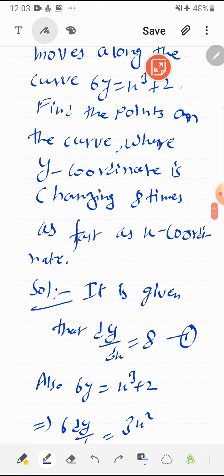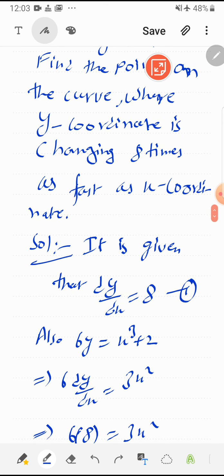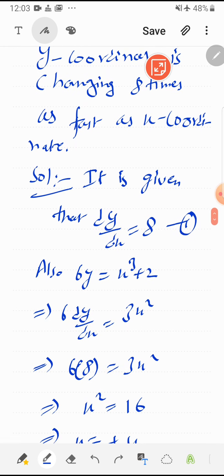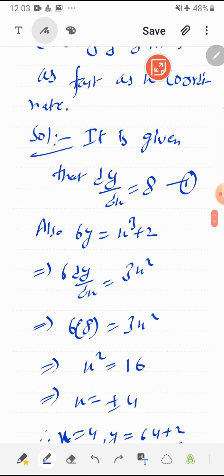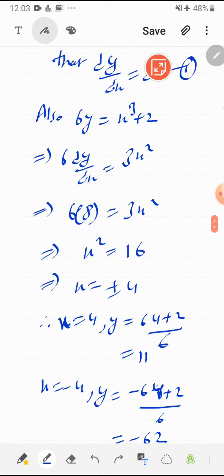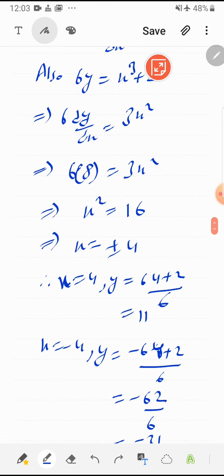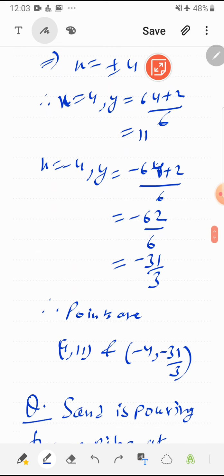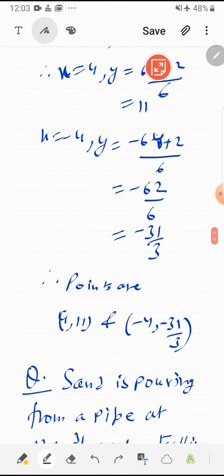The y coordinate is changing 8 times, that means dy by dx is equal to 8. And 6y is equal to x cube plus 2 is given, so I am differentiating with respect to x this time. So 6 into dy by dx is equal to 3x square. Putting the value of dy by dx, which is 8, x square becomes 16, or x is equal to plus minus 4. Putting the value of x in 6y is equal to x cube plus 2. So when x is 4, y is 11. When x is equal to minus 4, y is minus 31 by 3.